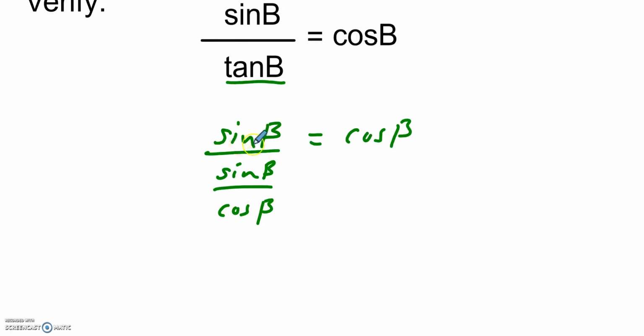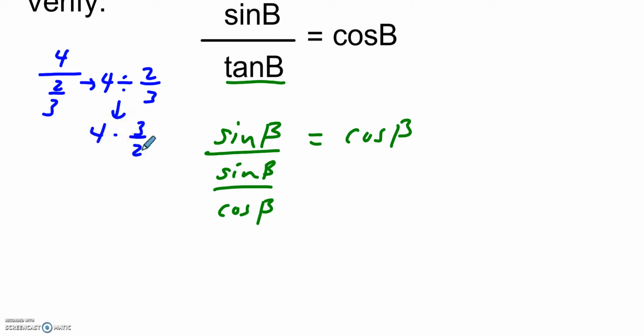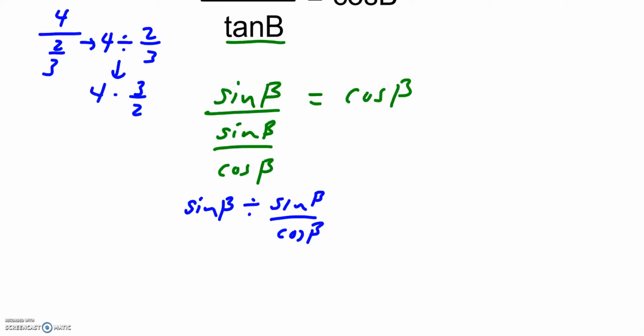If I think in numbers first, if I have 4 divided by 2/3, that's really the same as 4 divided by 2/3 written differently, which is really 4 times the reciprocal, 3/2. So if I use that logic here, this is the same as sine of beta divided by sine of beta over cosine of beta, which is the same as sine of beta times the reciprocal of cosine of beta over sine of beta.